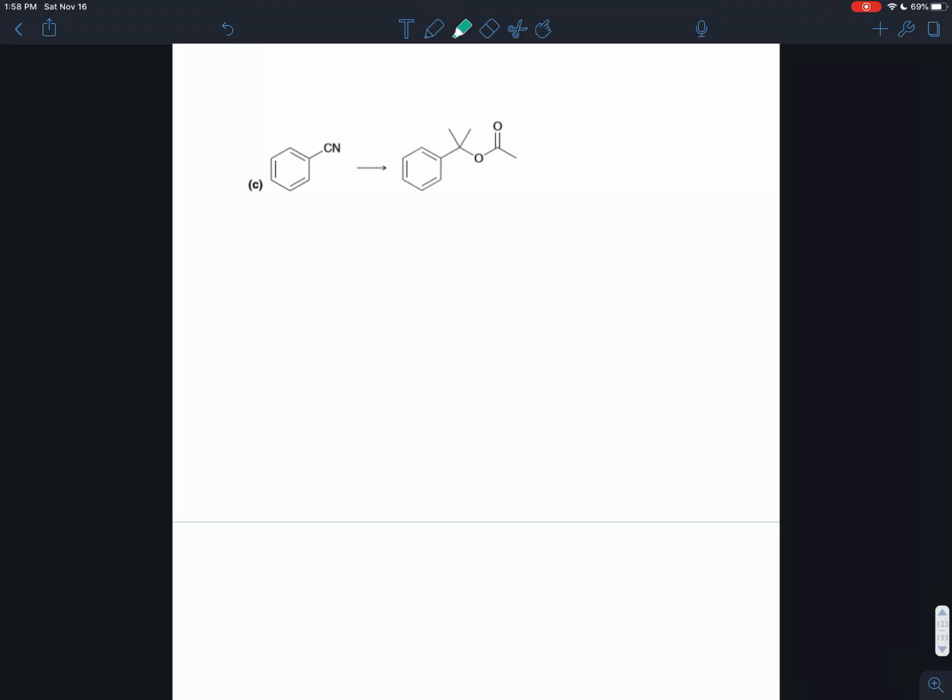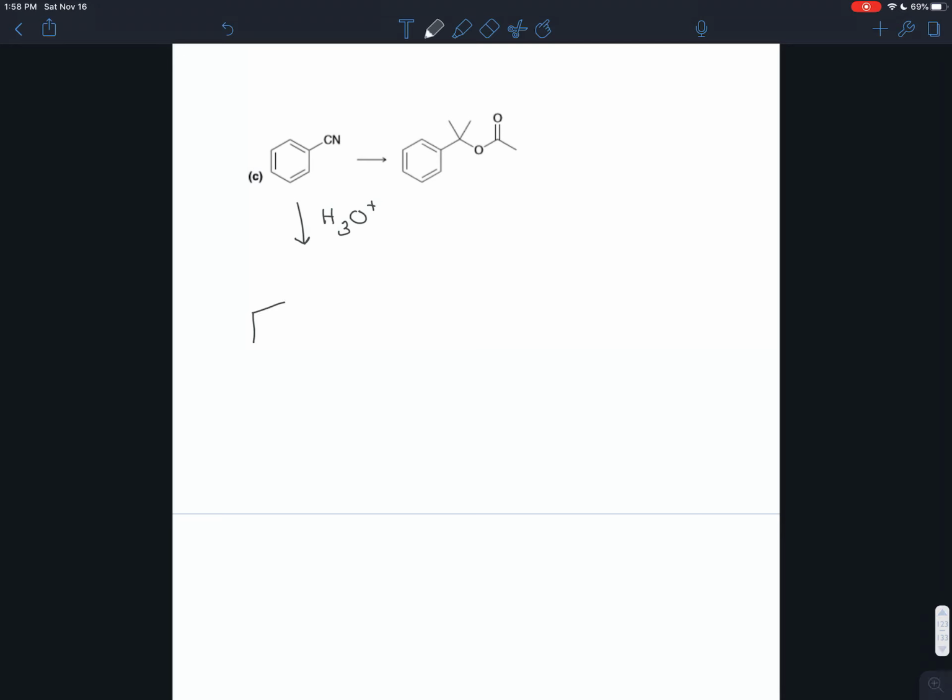All right, let's look at C. Now we see a similar thing here, except we don't have to use a Grignard reagent. This starting material is very similar to this part of the molecule here. And we need to get rid of the nitrogen. A convenient way to get rid of that nitrogen is just to swish it up with some acid, some hydronium. That hydrolyzes the nitrile, and we saw the mechanism for that in the video on the reactions of nitriles, and that turns that into a carboxylic acid.